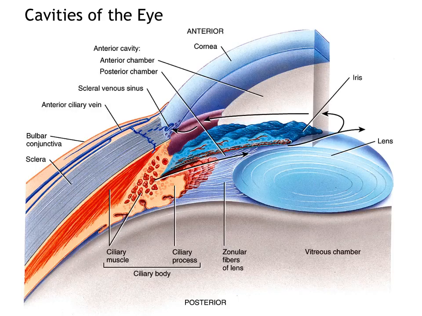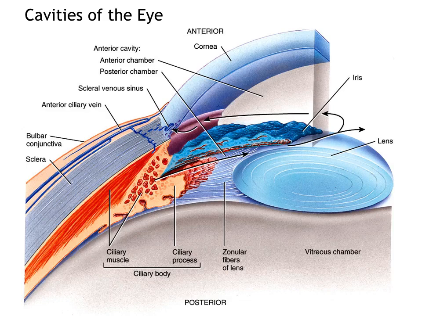Note that within the eye there are two distinct cavities. The two distinct cavities are referred to as the anterior cavity and the posterior cavity. The anterior cavity is going to reside between the cornea and the lens and is made up of two chambers, the anterior chamber and the posterior chamber, which is separated by the scleral muscles of the iris. At the lateral border of this anterior cavity is a sinus, the scleral venous sinus.